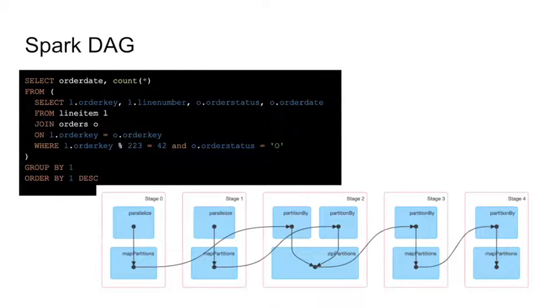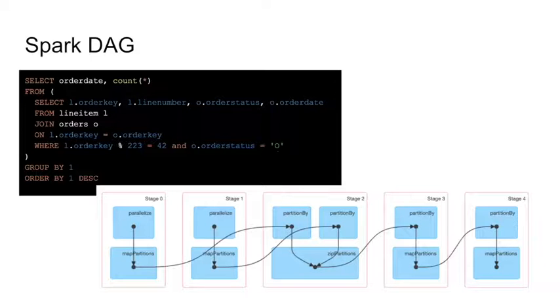So here's an example of a Spark RDD generated by a Presto query. As we can see, this is a simple query that has a join and aggregation on top of it, and does some order by at the end. As you can see, there are two stages that do scanning, stage 0 and stage 1.